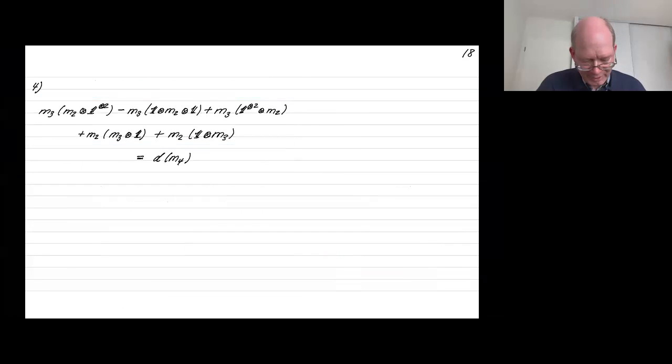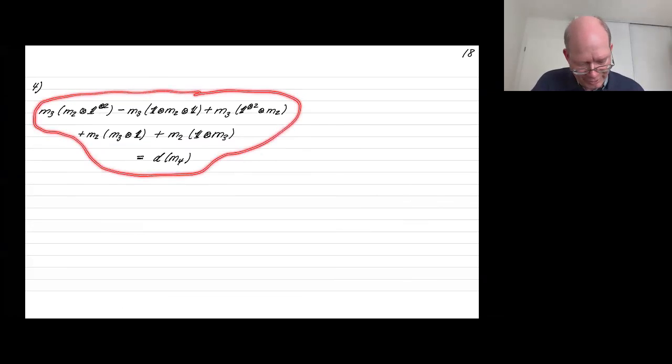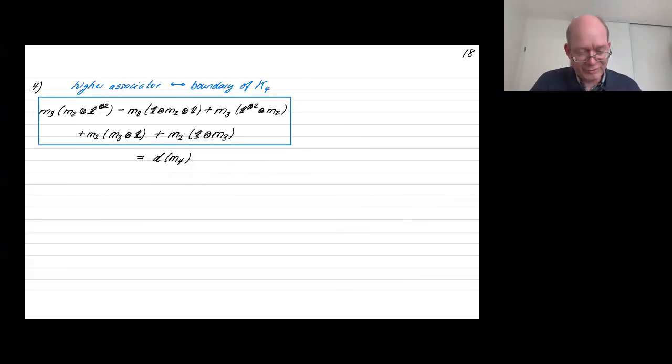Now if we go 1 dimension higher, I didn't write this out last time, but if you take the general equality and specialize it to n equals 4, you get this, which you can write again in the same form. You have a certain expression, quadratic in M2 and M3, which is equal to the boundary of M4. So again, it's of very similar nature. You can view this expression on the left as a higher associator, which is the boundary of M4, or in the topological setting, the boundary of the 4th star-shift associahedron.